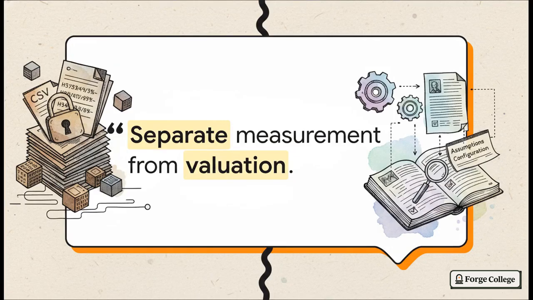Before we wrap up, I want to leave you with the absolute golden rule of cost modeling. Separate measurement from valuation. Your measurements, those raw benchmark CSVs, are immutable historical facts. Never edit them. The valuation, your normalization factors and amortization windows, belongs completely isolated in an assumptions configuration sheet. Keeping this structure ensures your scenarios remain endlessly auditable.